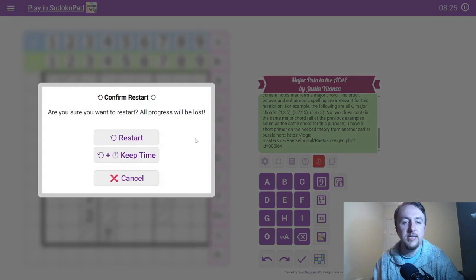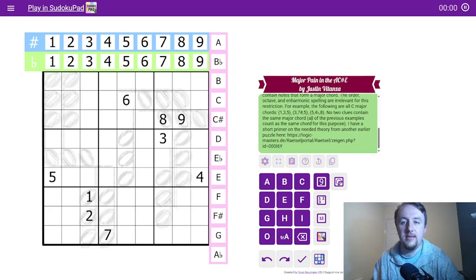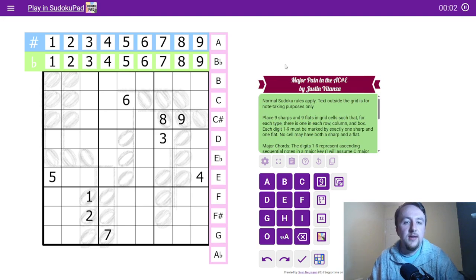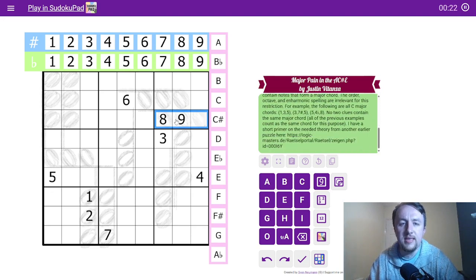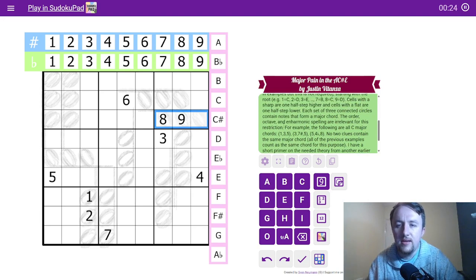Right, let's restart the timer and try and solve this. I have spent a matter of seconds glancing at this grid already, I will confess. But literally all I've spotted is that we've got a triad here. I presume it's these marked cells, three connected circles. These are kind of minims, I suppose, we're meant to interpret these as.